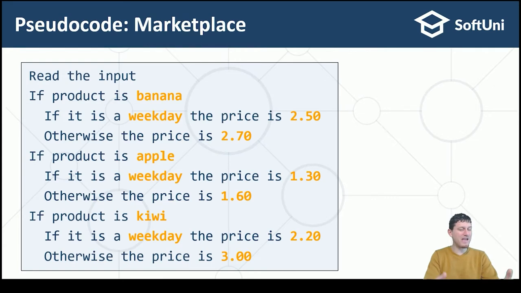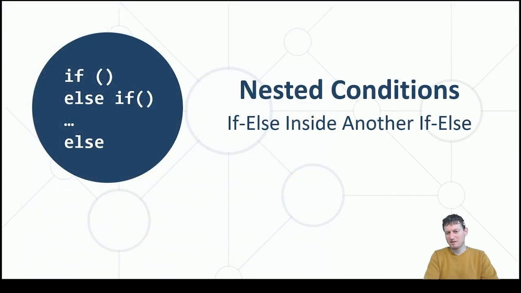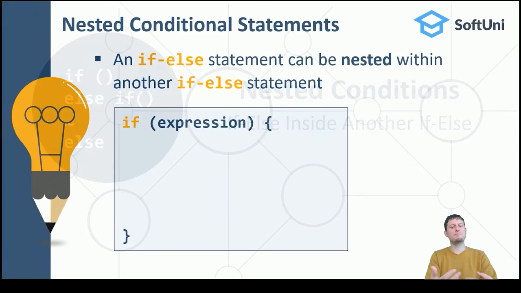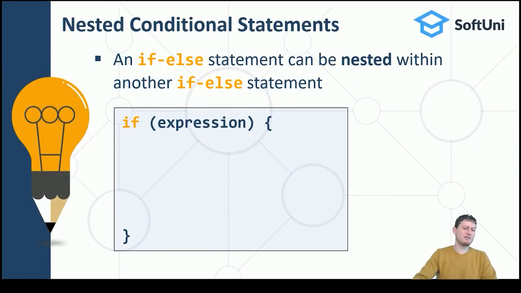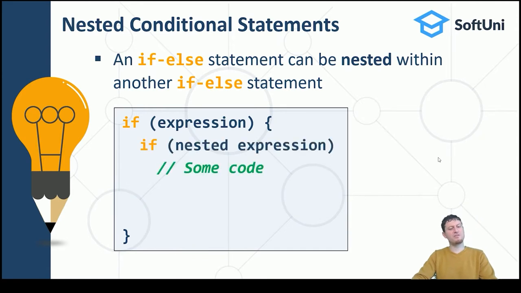Let's see how this happens in programming with Java. With nested conditions, we may have an if-else inside another if-else. How to do this? An if-else statement can be nested within another if-else statement, like it's shown below. We have an if expression and we have a block, or we may have just a single statement. In the block we have: if some nested expression, do something, otherwise do something else.